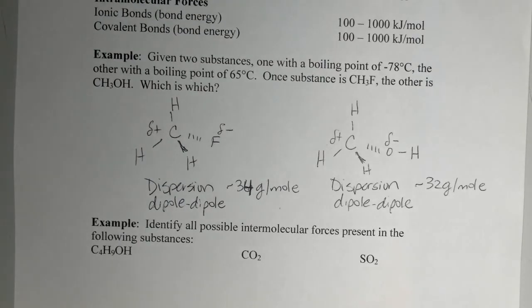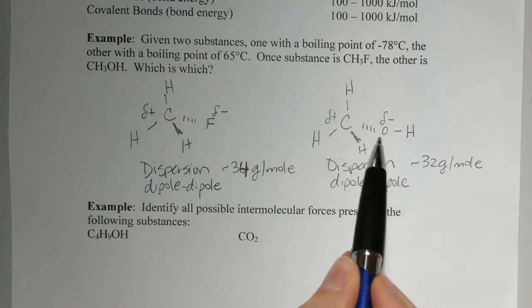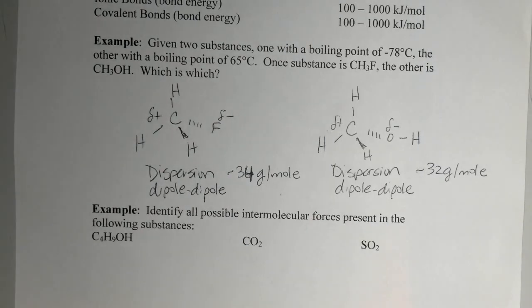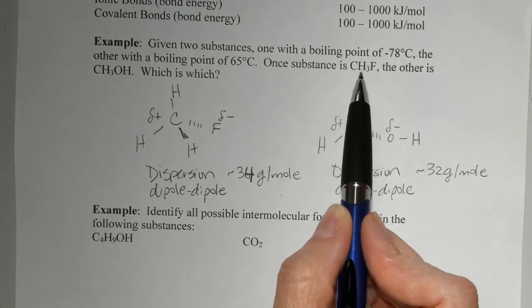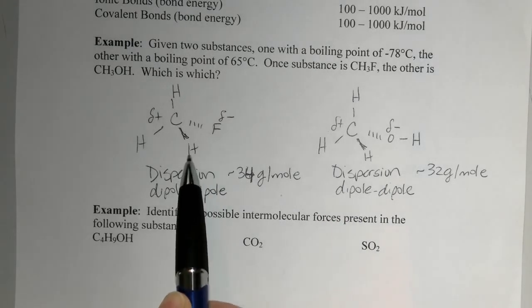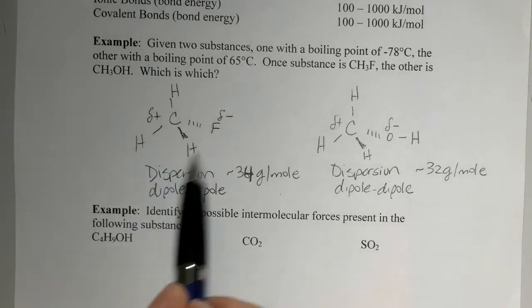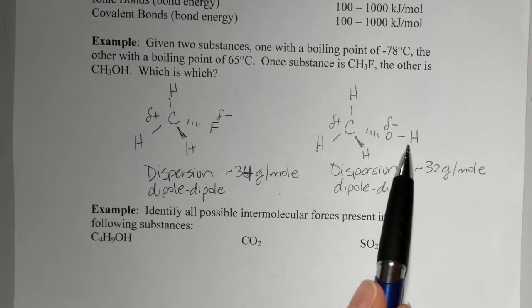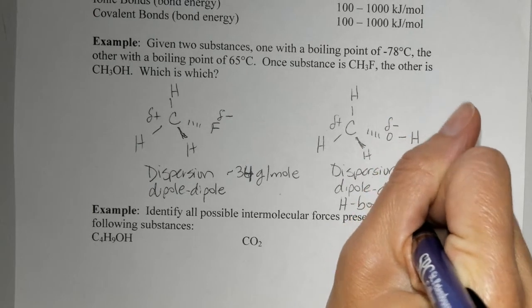The third force that we learned was hydrogen bonding, right? And that's what we have here with the methanol. You have to be careful, because remember we said hydrogen bonding is when the hydrogen is bonded to a nitrogen, oxygen, or fluorine. And if you looked at that molecule, you might be tempted to think that the hydrogen's bonded to the fluorine, but it's not. Hydrogen's bonded to carbon, the fluorine isn't bonded to the hydrogen. So there's no hydrogen bonding here. In the methanol, we see the hydrogen bonding.